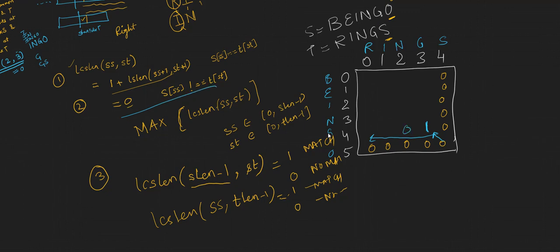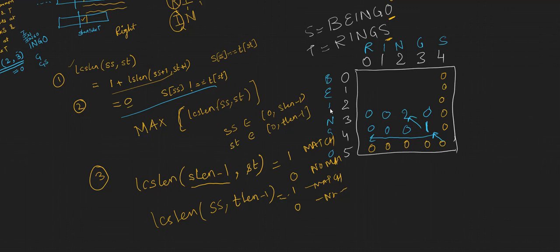Next, compare G with I. 0. Next, compare G with R. 0. Come back. Compare N with G here. No match. Fill 0. N with N here. There is a match. We said if there is a match, we'll add 1 to this diagonal element and store that here. Now this recurrence is helping us. Now compare N and I. Doesn't match, 0. N and R doesn't match, 0.